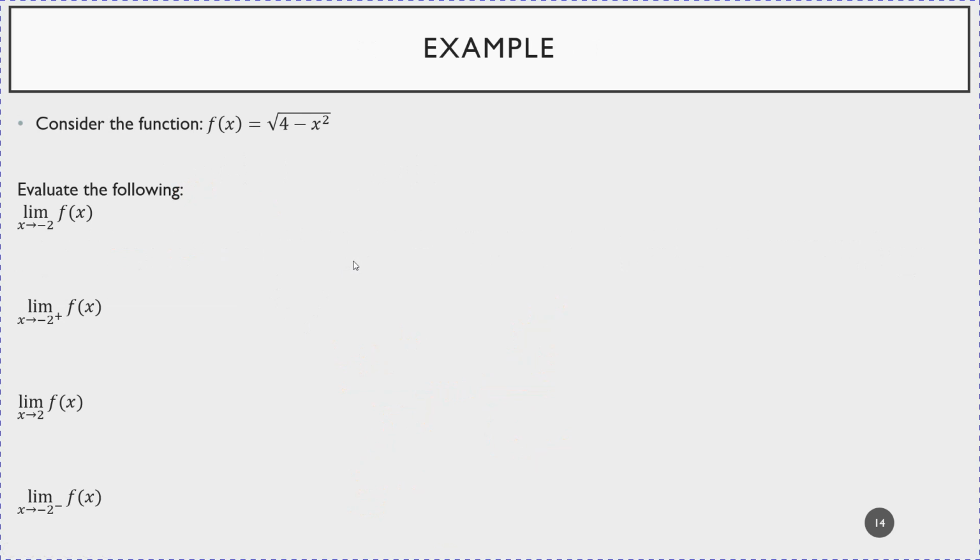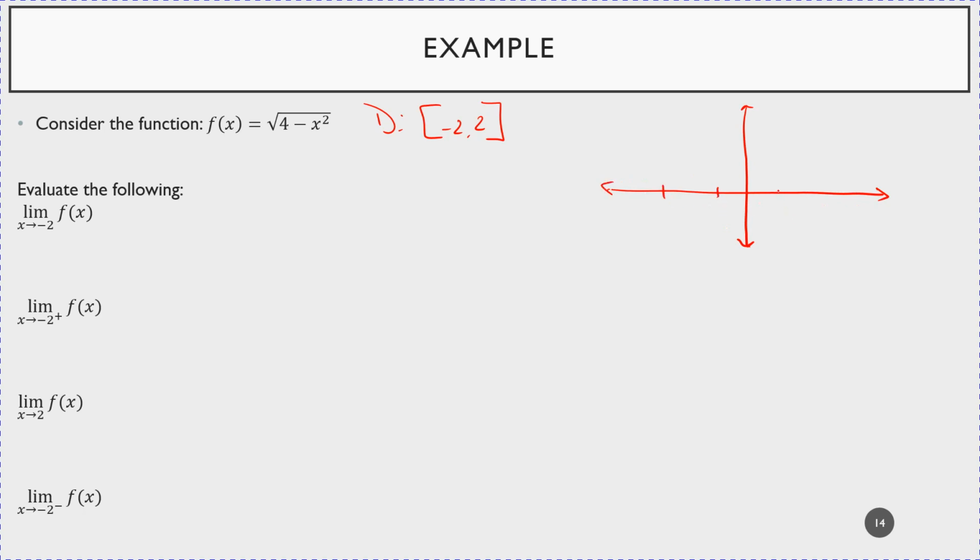So let's consider this function. f of x is equal to the square root of 4 minus x squared. If you look at the domain, the domain of this function is just between -2 and 2. Any values less than -2 or above 2 will produce a negative under the square root sign.